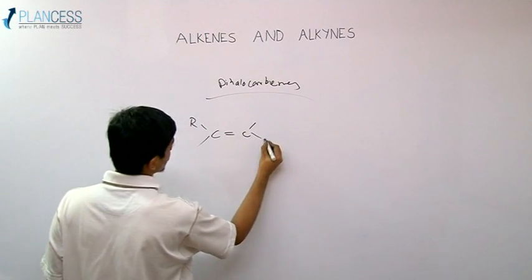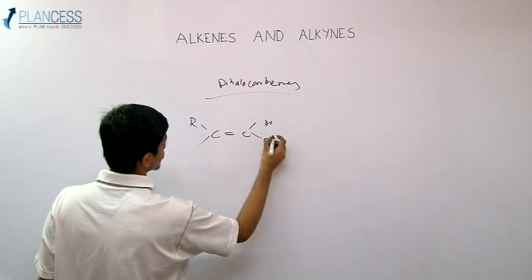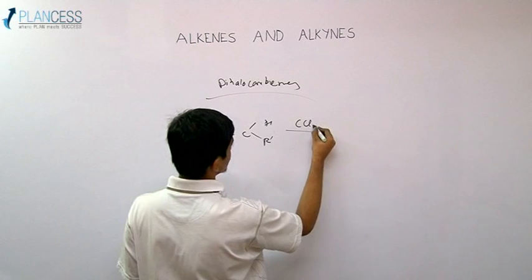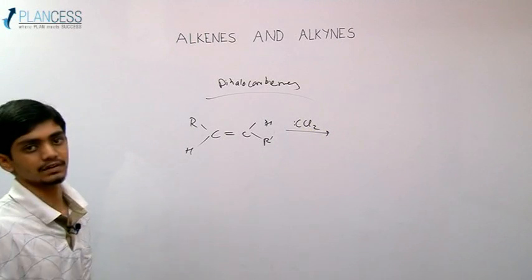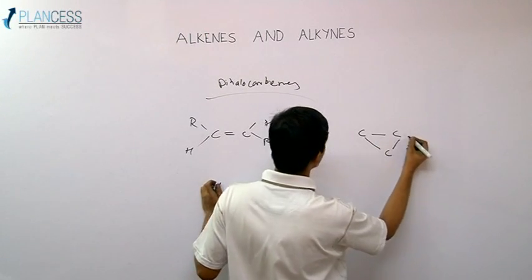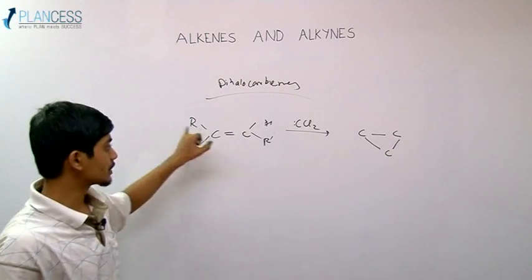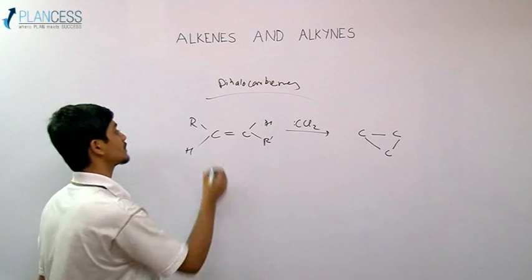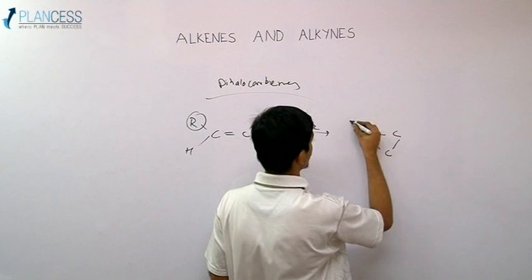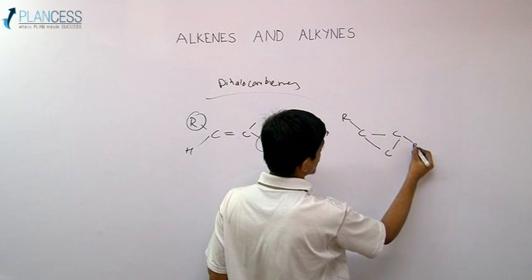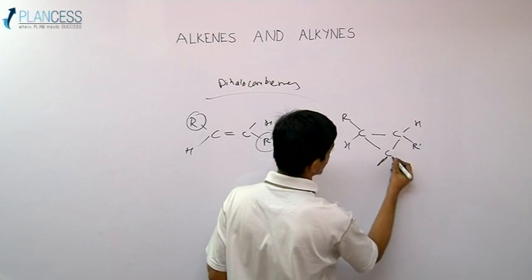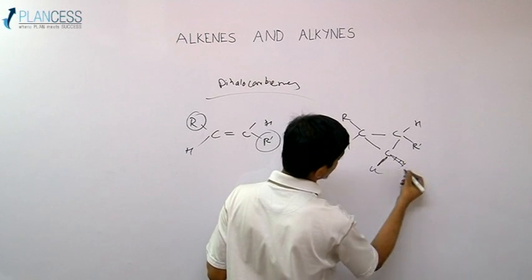I have R dash, hydrogen, R dash, hydrogen. Now if I react it with carbene, that is the dihalocarbene, what is the product that I am going to get? What I get is a cyclopropane ring, and in this ring the stereochemistry is maintained. That is, the R and R dash groups, if they were trans earlier, they will remain trans even now. So R and R dash, hydrogen, hydrogen, and here we have the Cl bonds, Cl and Cl.